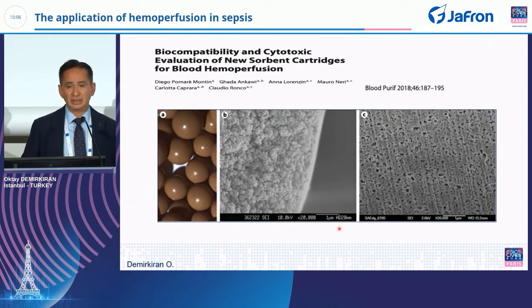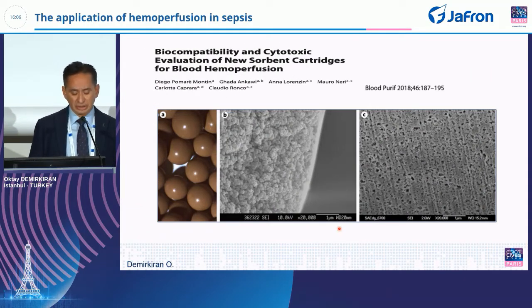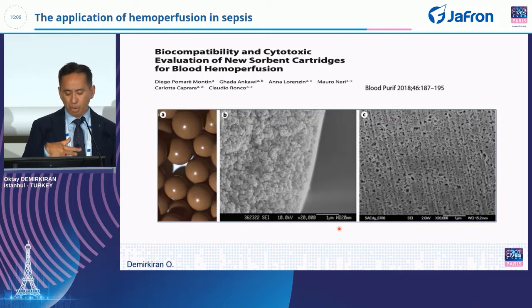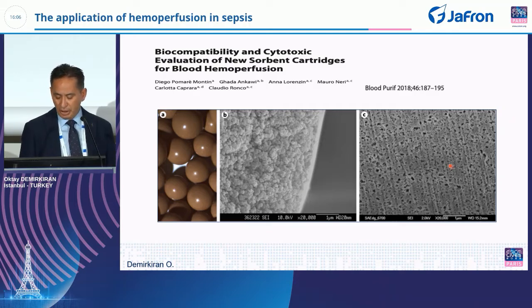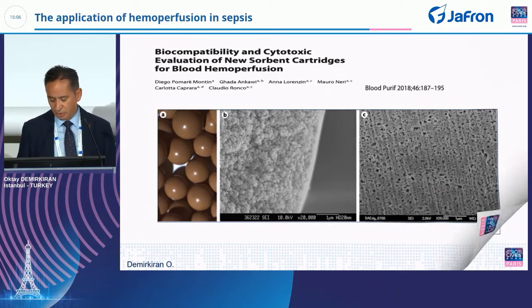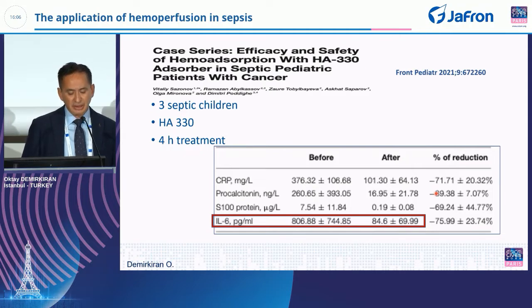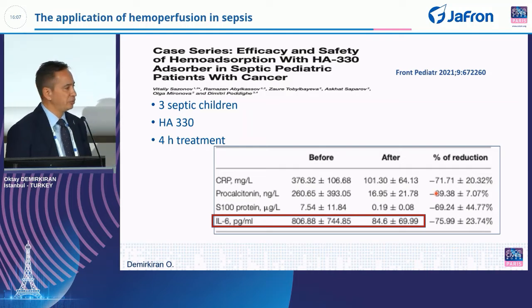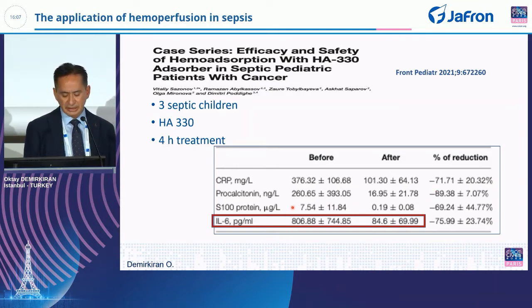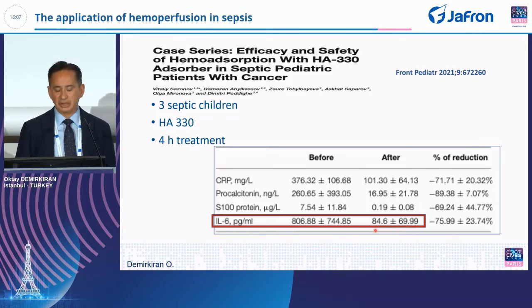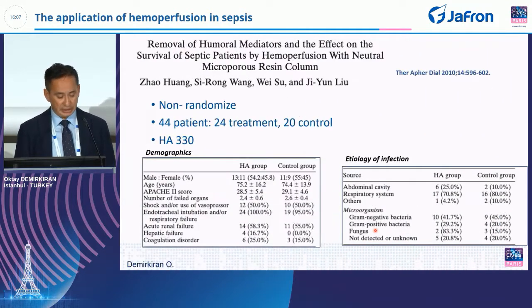If you look at the electron microscopy results here, the surface of the beads is in the middle, and the pores you can see. In that study, in 3 septic children, they used HA330 for 4-hour treatment, and they found that the IL-6 level decreased very, very significantly, as you see here.